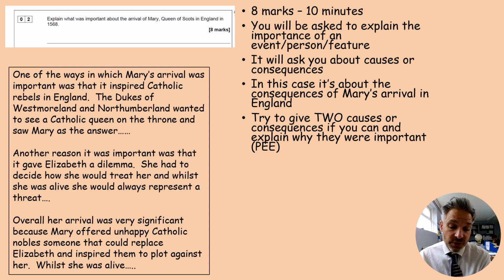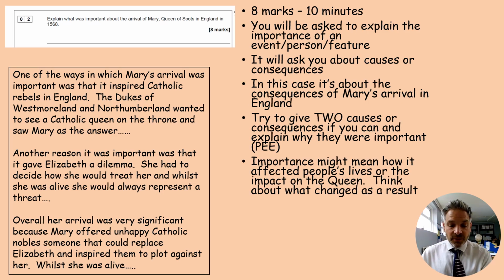So I've said one of the ways in which her arrival was important was it inspired Catholic rebels, and then I've gone on to explain why that was significant. Second paragraph, do break up into paragraphs, it makes it easier for the examiner. Another reason it was important was it gave Elizabeth a dilemma. She had to decide how to treat her.